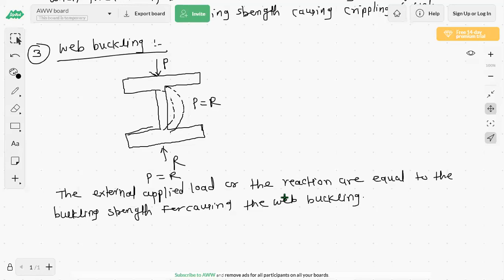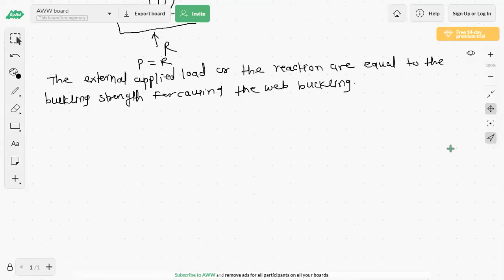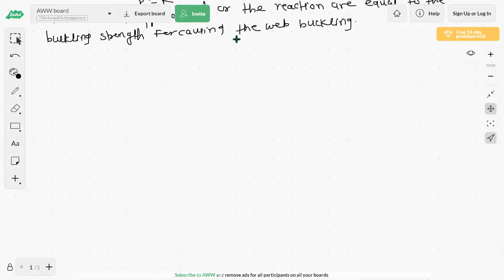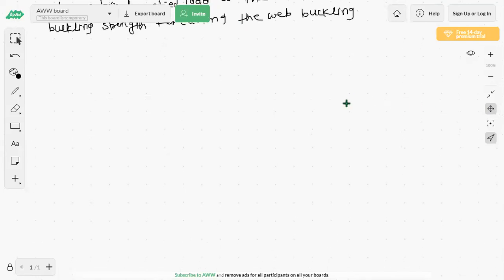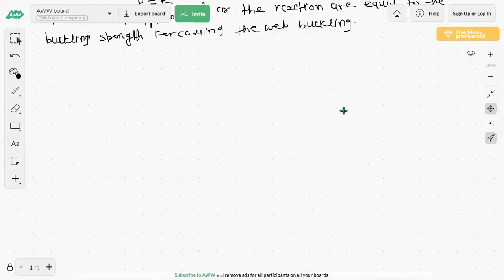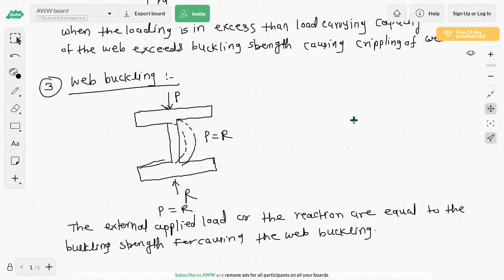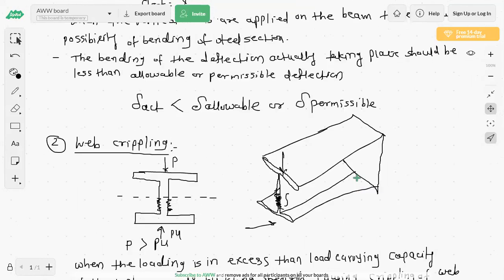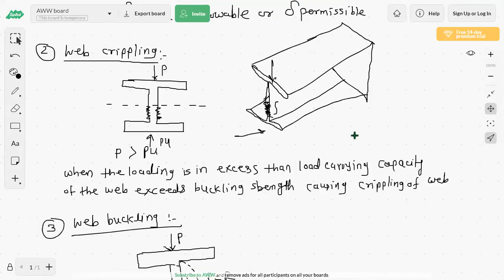Stability. Are you getting? So we will now see the design procedure of a beam first, and then we will solve examples on the design of beam. Okay, so this is some theoretical part behind our actual problems. Are you getting? So in this way we can calculate the strength for deflection, web crippling, and web buckling.